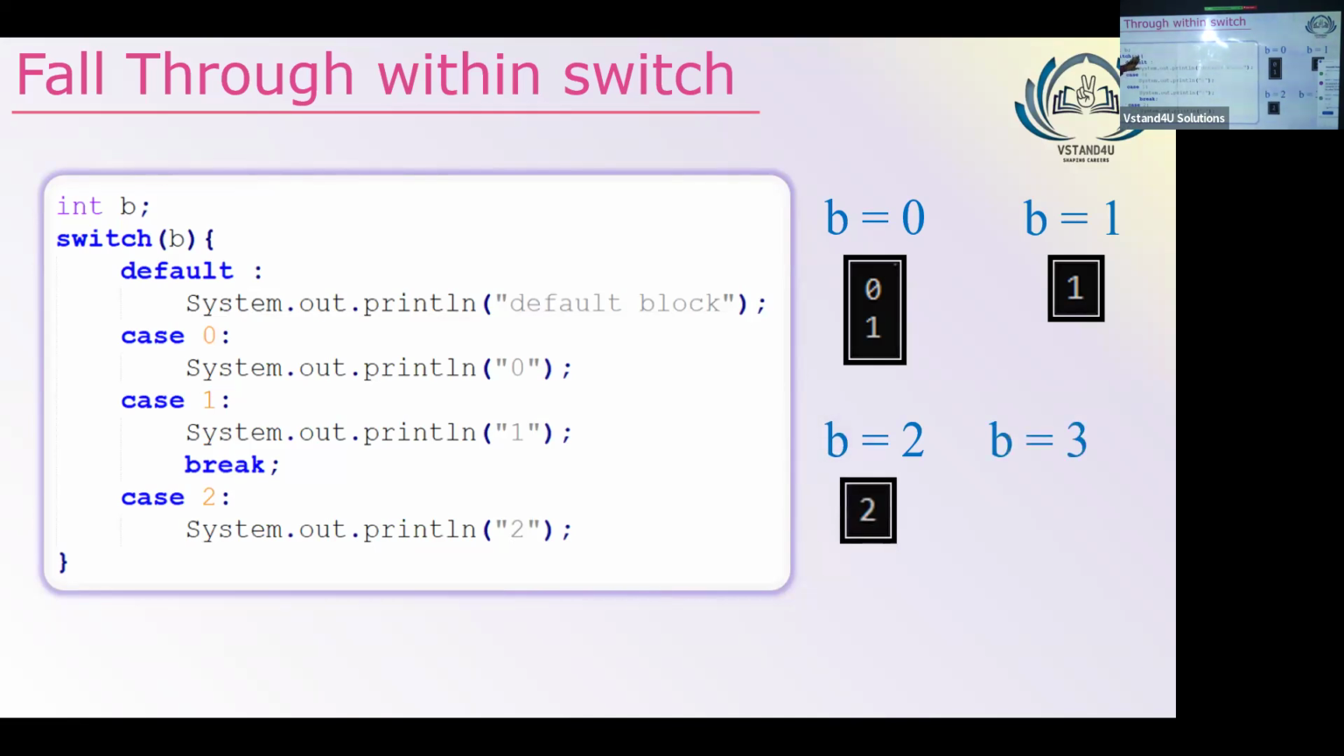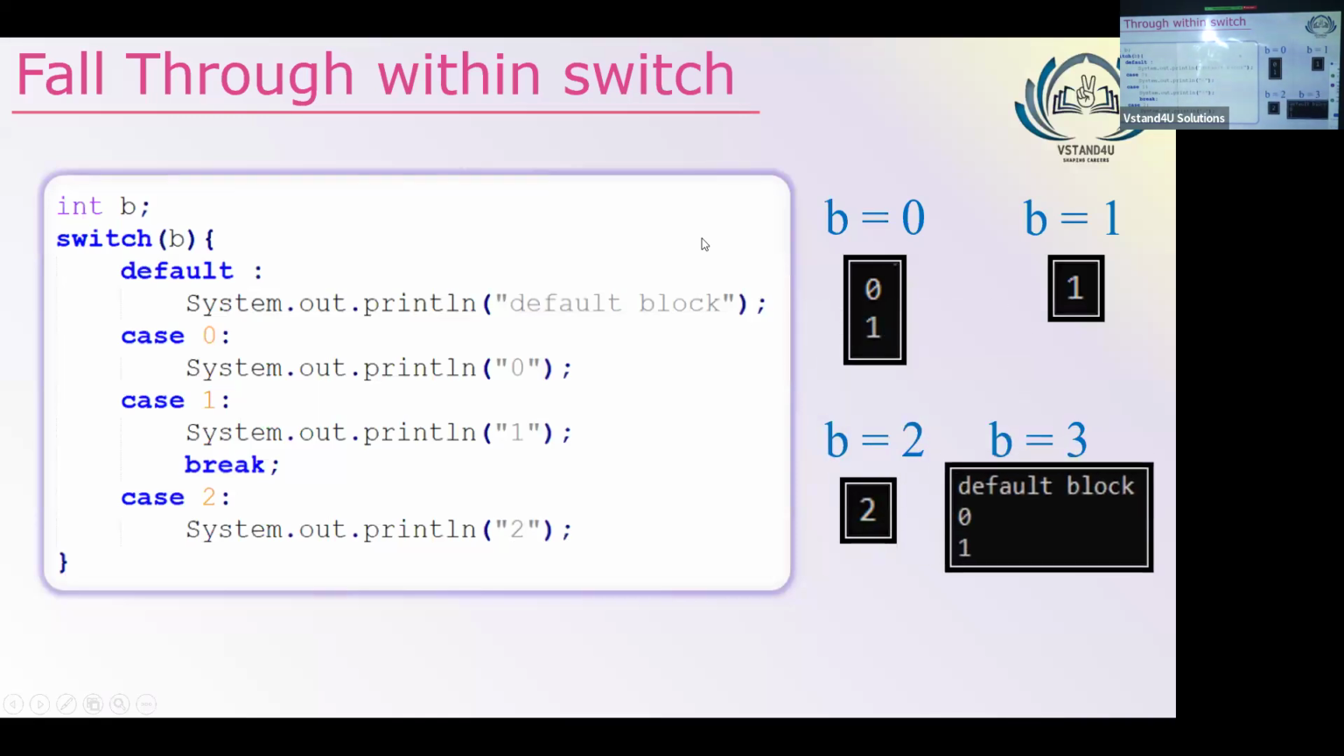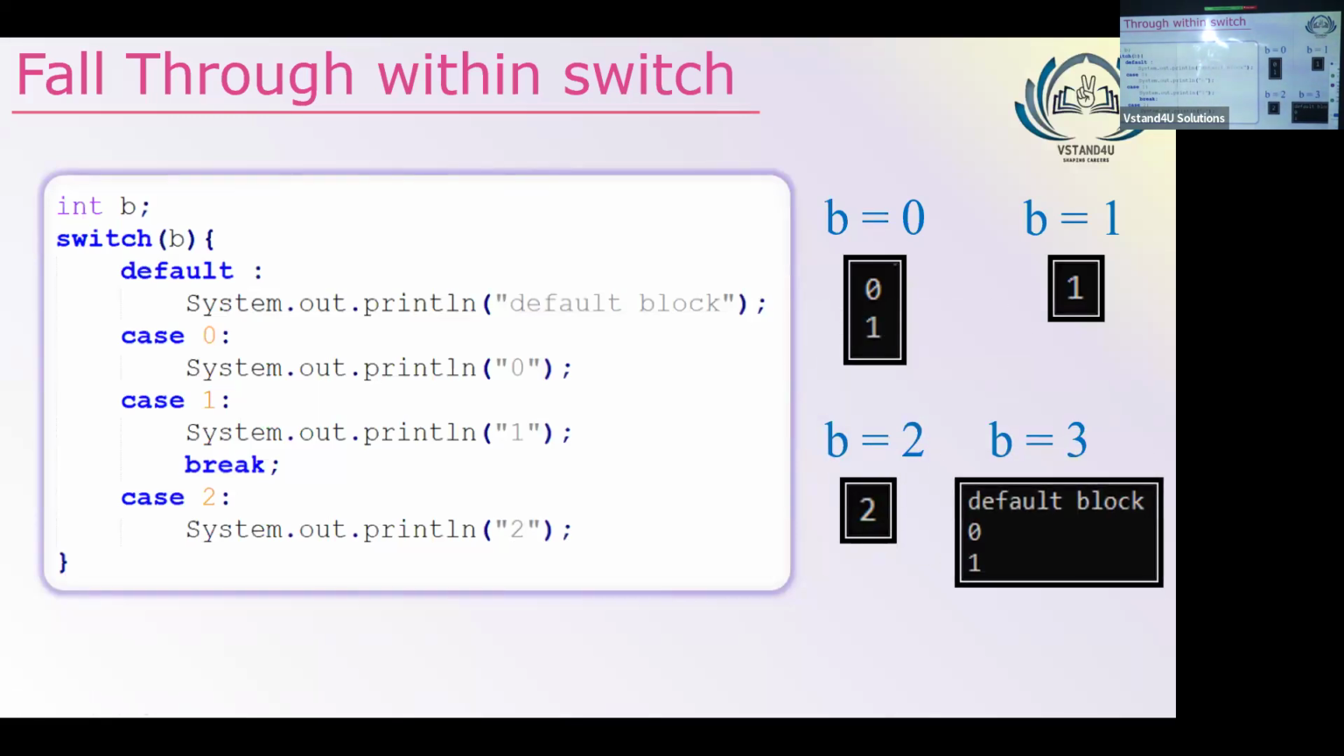If at all I would have written default after case 2, then fall through will apply for the default. Agree? Since nothing is there, then no fall through will apply over here. Agree? In this case, now if b is equal to 3, then default will work. But after default, nothing, no break, nothing is there. So fall through to 0. So default and 0 will be there. Agree? Default 0, 1. Shall I show you practically?